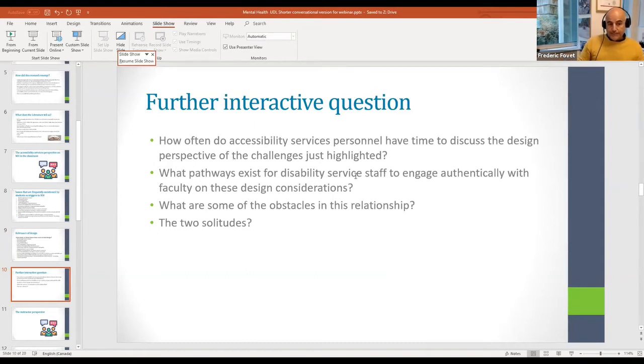What pathways exist for this dialogue to happen? Very few on our campuses. What are some of the obstacles in this relationship? Well, we've seen power dynamics with two different professional bodies, and often campuses don't encourage that kind of difficult conversation.